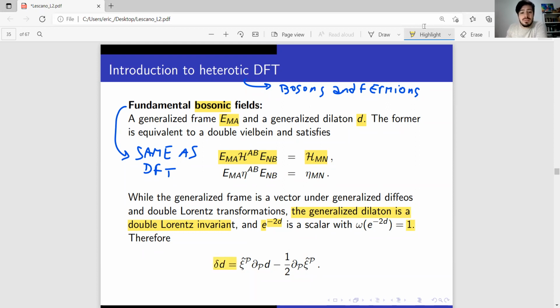This means that the transformation of the dilaton under diffeomorphisms is non-covariant. We have a covariant part, a transport term over here, but here we have a non-covariant term. And this is what happens in standard double field theory. This is the same as what Jean-Lucas told you. The dilaton does not transform as a scalar, but this combination transforms as a density. So it's a good measure.